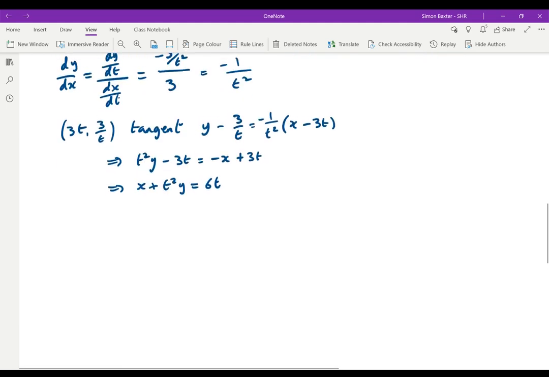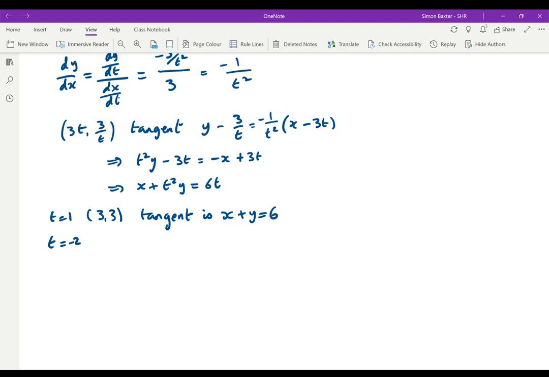So let's look at the tangent at t equals 1. T equals 1, we've got the point 3, 3. 3 times 1, and then 3 divided by 1. And the tangent, if we take t equal to 1, we get x plus y equals 6. So the tangent is x plus y equals 6. Let's take another value of t and work out the tangent at that point.